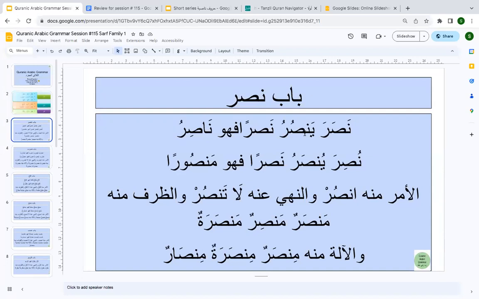Type 1 if you are. I want the new students who are learning it for the first time to type 1, those for whom Nasara is new. If your Ainul Kalima in Madi has a Fatha, and in Mudare has Dhamma, your Bab is going to be Bab Nasara or Bab Noon. Nasara Yansuru. Nasara Yansuru.